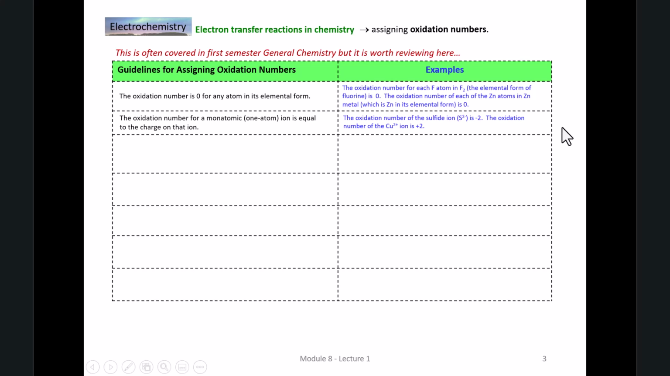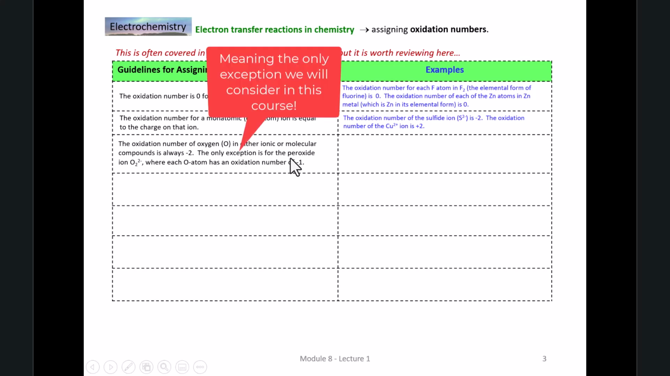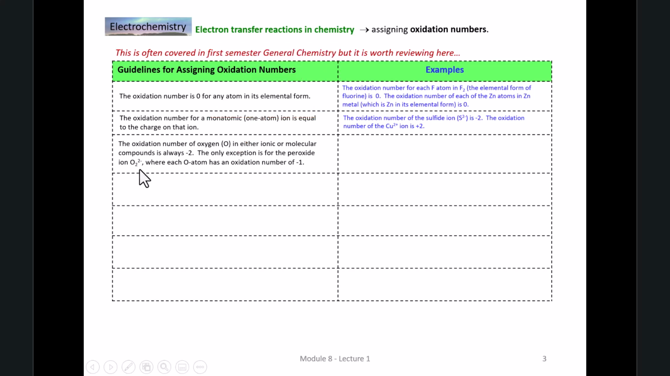This guideline seems almost self-evident, but it's important to remember. The oxidation number of oxygen in either ionic or molecular compounds is always -2. The only exception is for the peroxide ion, which is 2 oxygens bound together in the entire group, 2 oxygens with a 2- charge, where each oxygen atom has an oxidation number of -1.